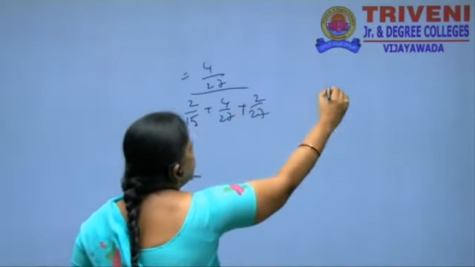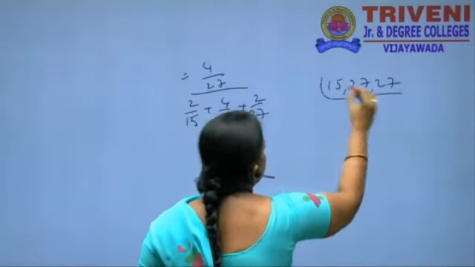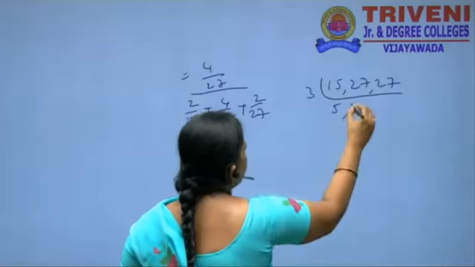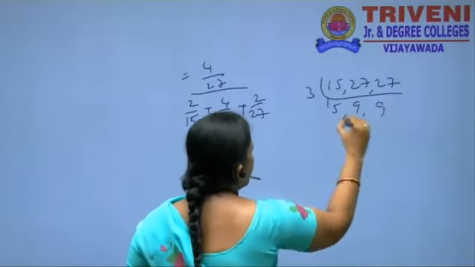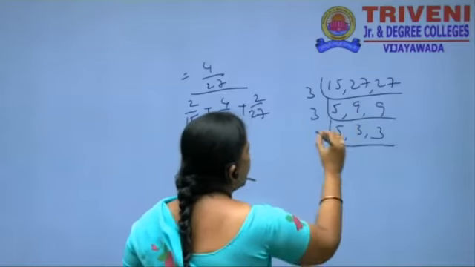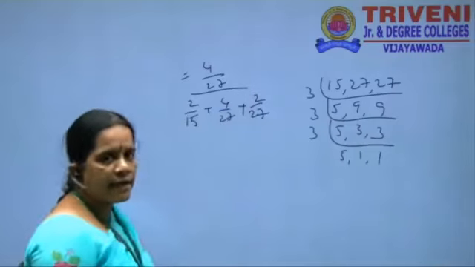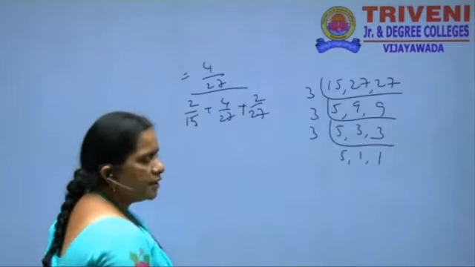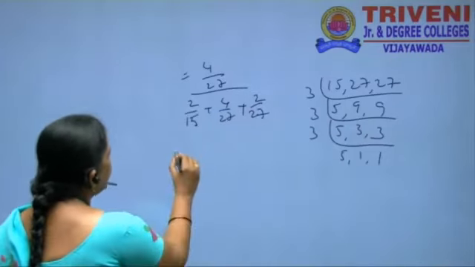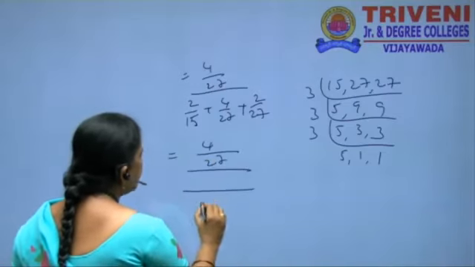Here take the LCM of 15, 27, 27. Take 3 multiple here. 5, 9, 9. Again 3. 5, 3, 3. Again 3. 5, 1, 1. Here 3 3s 9. 9 3s 27. 27 5s 135. LCM is 135.